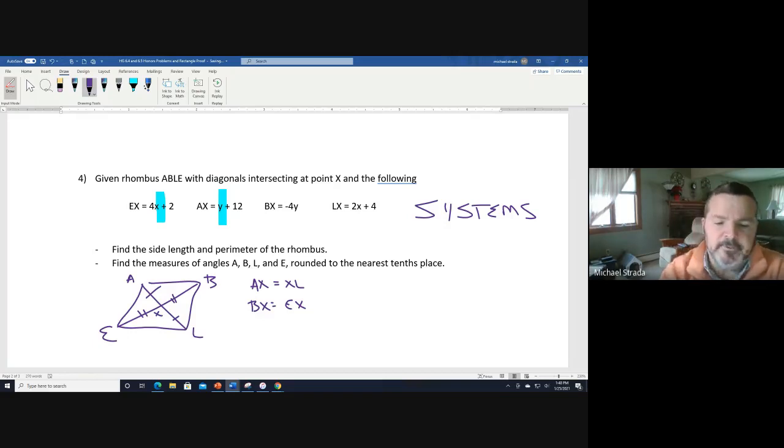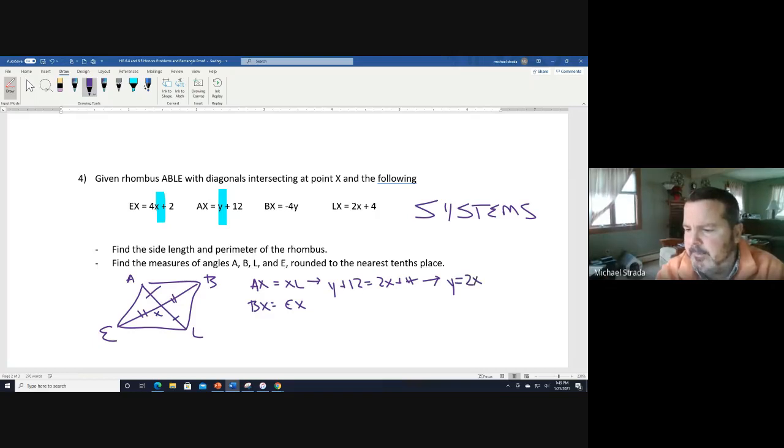All right. If I start with the AX equals XL and substitute the variables, y plus 12 equals 2x plus 4. Since the y has no coefficient, I'm going to isolate the y. So y equals 2x minus 8. I'm going to use substitution for this. If you want to use elimination, feel free.